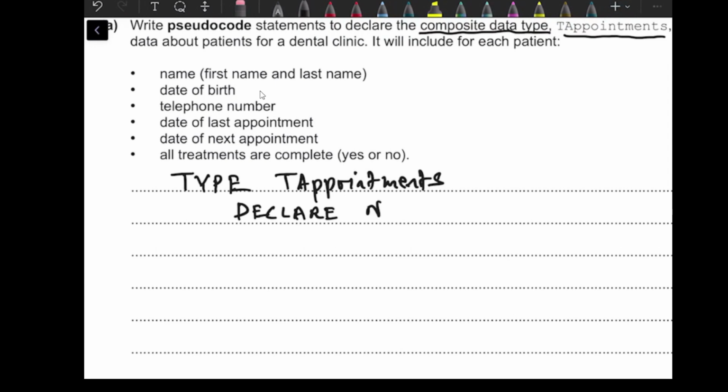Declare name, first name and last name, so it is string. You must remember that the composite data type is the user defined data type which is created by referring to the built-in data type. So we'll be using the built-in, and which are the built-in data types? The integer, real, char, string, date, and boolean. These are the built-in data types.